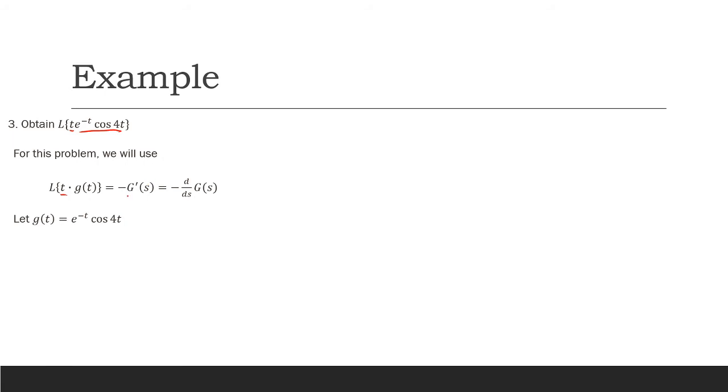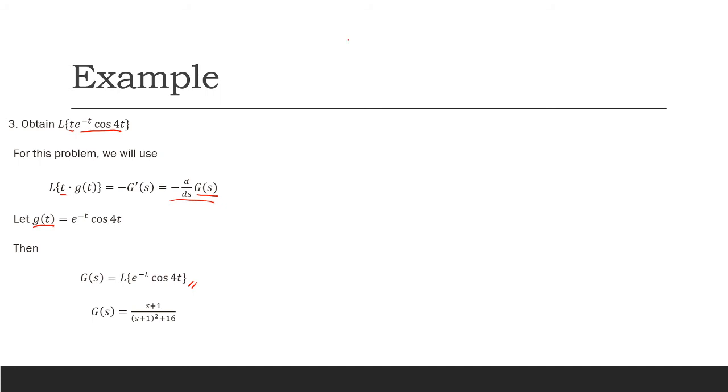Now, kung titingnan natin, pinakamadali kasi tingnan dito sa last equation na 'to. Makikita natin, class, we need G of S. Diba? So, we need to get G of S muna. To get G of S, we just need to get the Laplace of G of T. So, G of S natin, therefore, is the Laplace of G of T, which is e raised to negative T cosine 4t. Now, itong e raised to negative T cosine 4t, this is already in the Laplace table.